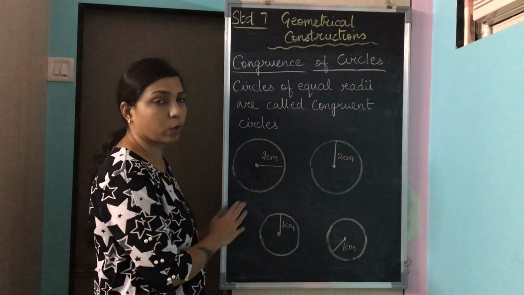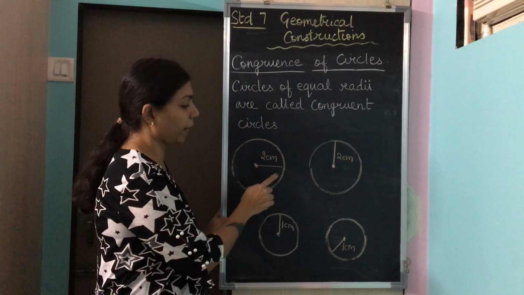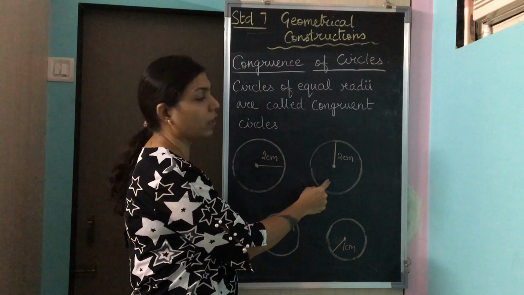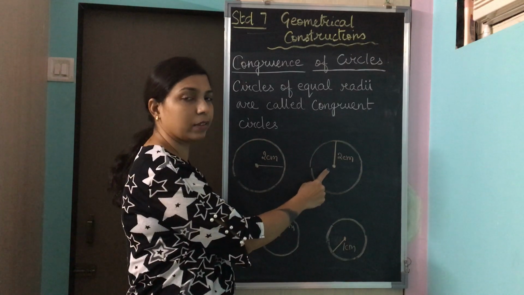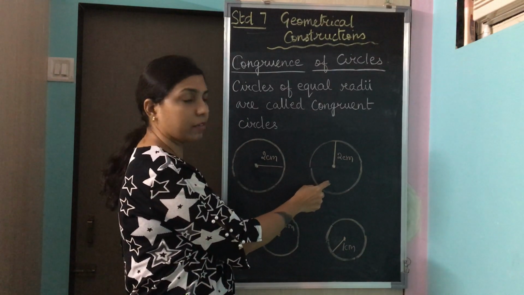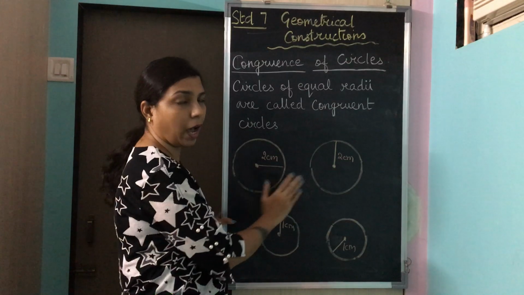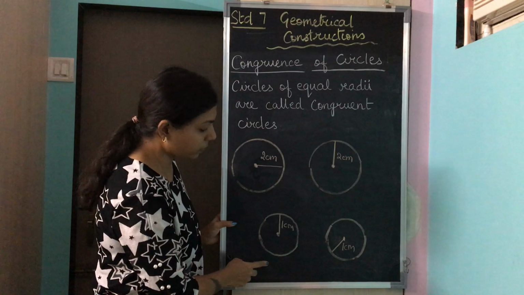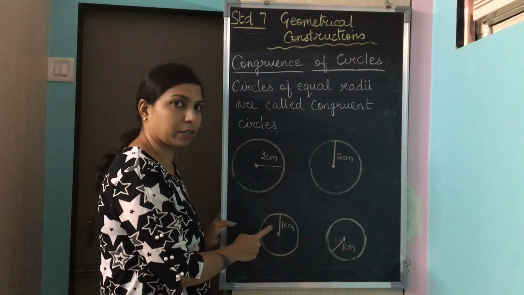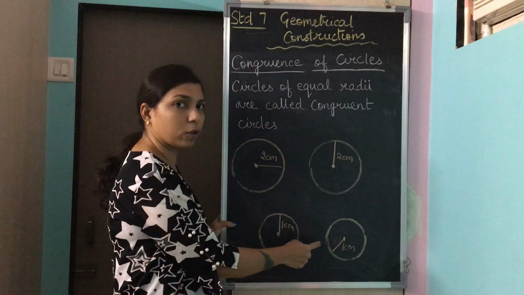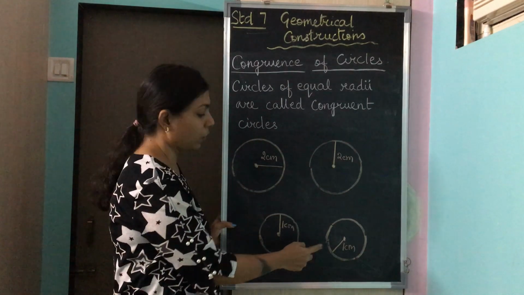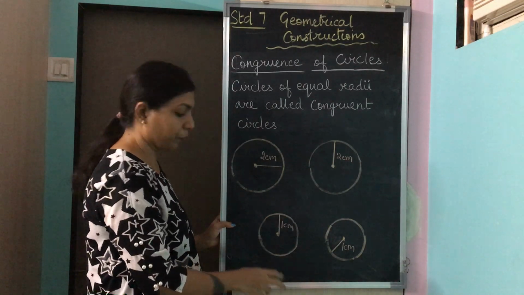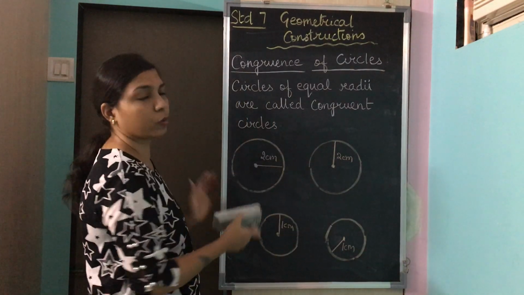Over here I've drawn one circle which is having radius 2 centimeters. Over here also there is another circle in which I have mentioned that the radius is 2 centimeters. So in this case I will say that these two circles are congruent to each other. And what about these two circles? For this circle I have shown the radius as 1 centimeter, and for this circle, I have also shown the radius as 1 centimeter. So I can say that these two circles are congruent to each other. So this covers congruence of circles.